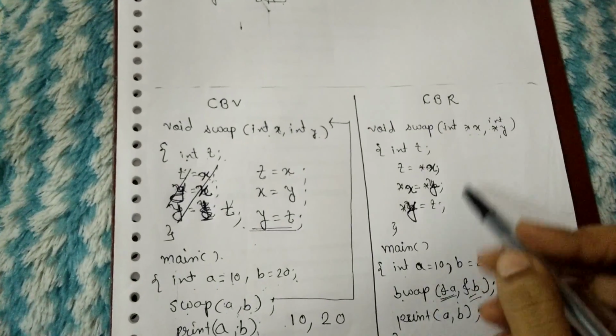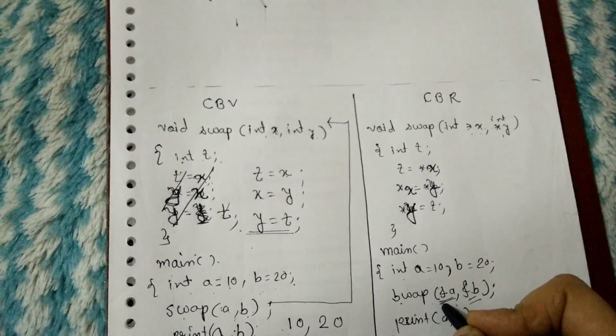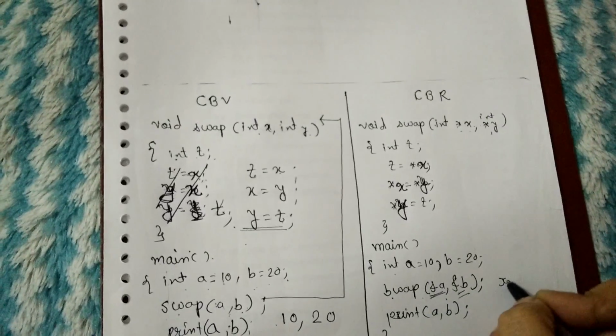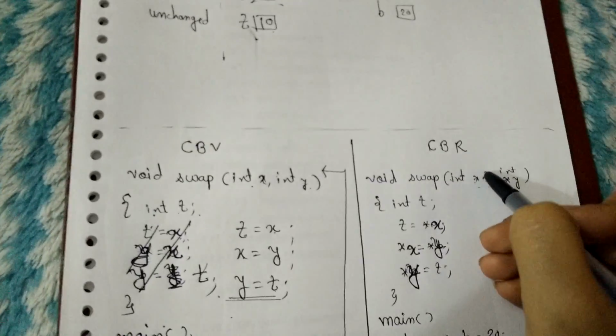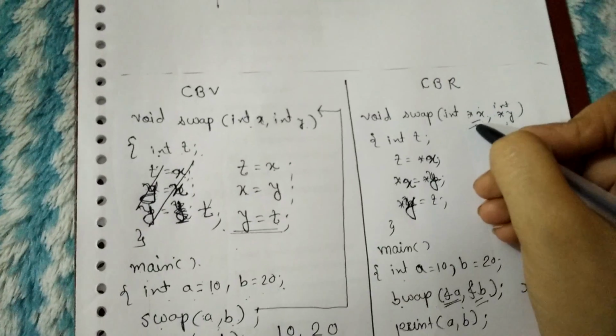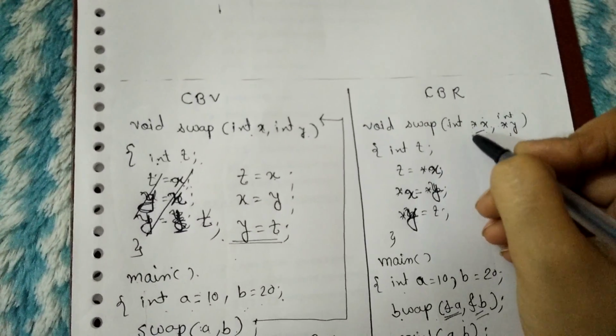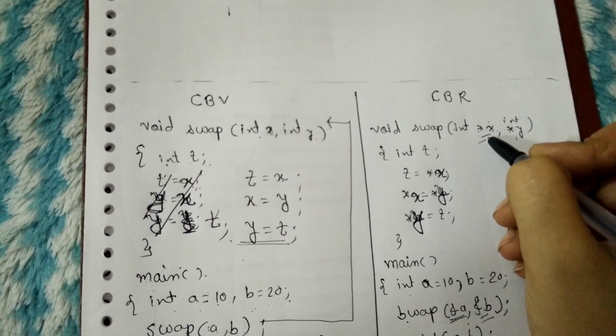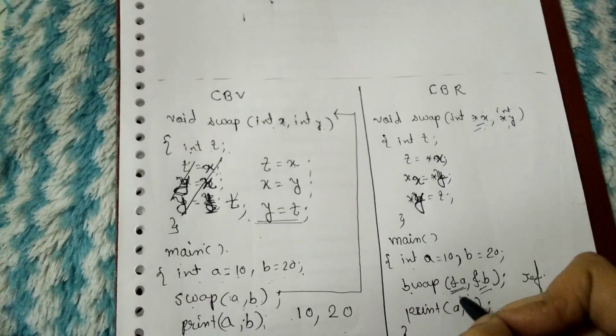So this is nothing but call by reference. What we are using here is the address, that is nothing but a reference, and what we have here is a pointer. This pointer will convert the address into the value. Now see what happens over here.